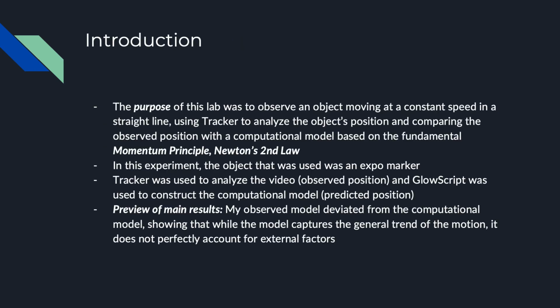So starting off with the introduction, the main purpose of this lab was to observe an object moving at a constant speed in a straight line, using Tracker to analyze the object's position and comparing the observed position with a computational model based on the momentum principle. In this experiment, the object that I used was an Expo marker, and I also utilized Tracker and GlowScript. A preview of my overall lab report is that my observed model deviated from the computational model.